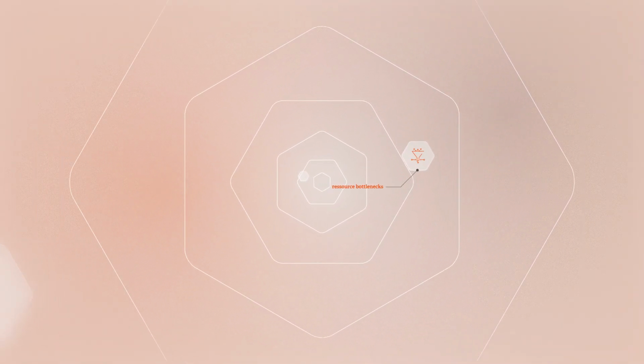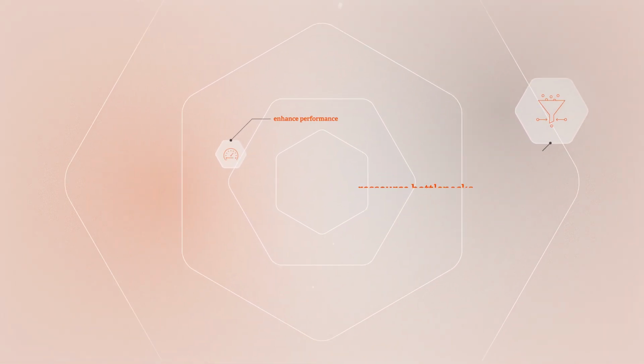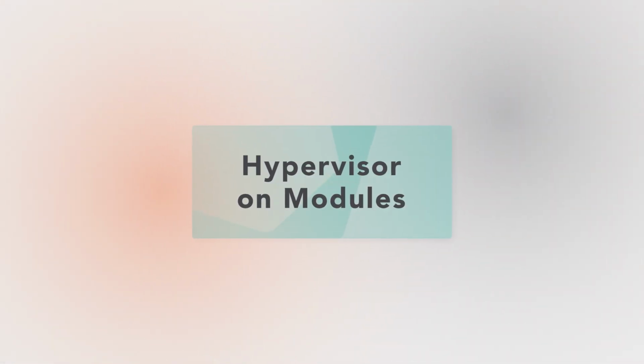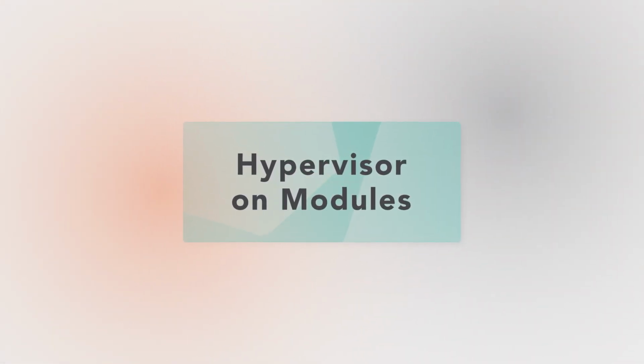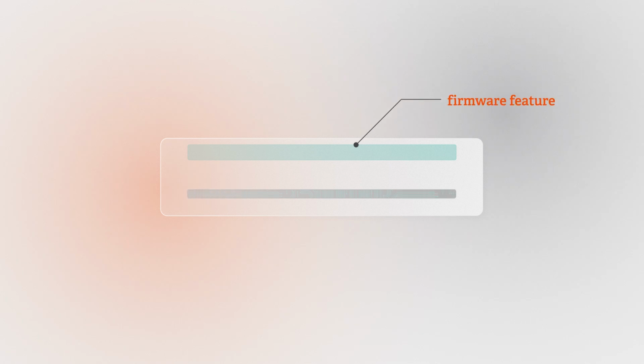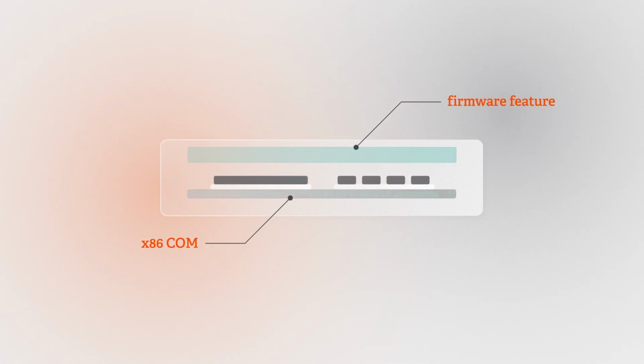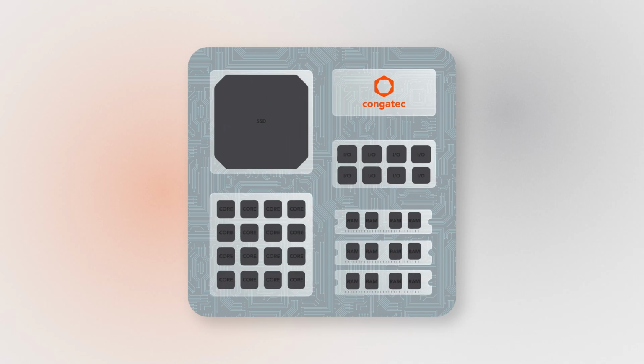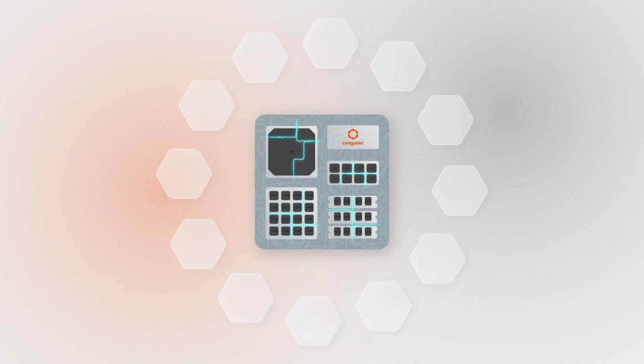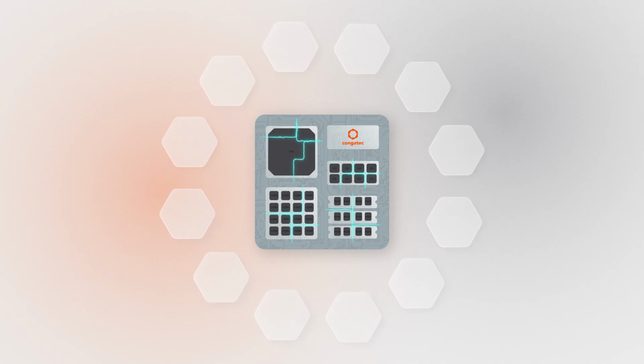In today's fast-paced world, companies face challenges like faster innovation cycles, resource bottlenecks, and the constant pressure to enhance performance and efficiency. Meet these demands with Hypervisor on modules from congatec, a firmware feature in our new x86 computer on modules. The Hypervisor partitions hardware, enabling the consolidation of multiple applications on a single physical module.